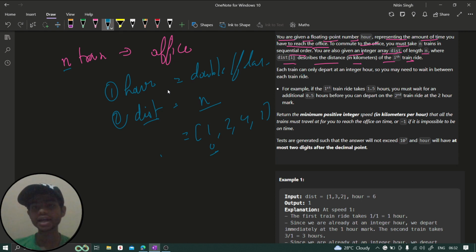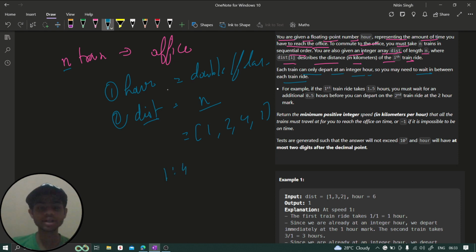Now each train can only depart at an integer hour, so you may need to wait in between each train. Let's say you have completed the first train journey in 45 minutes, but the second train will depart at a fixed hour. If you have completed the journey in 45 minutes, you have to wait for 15 minutes. It can only start in the next hour.